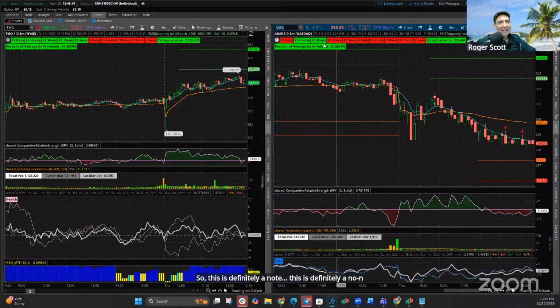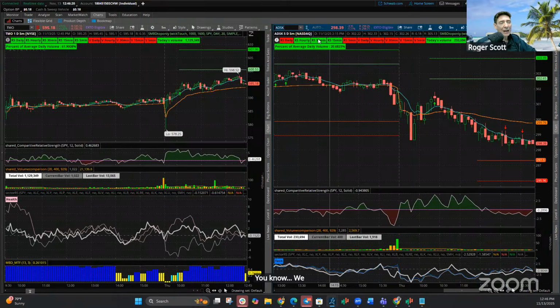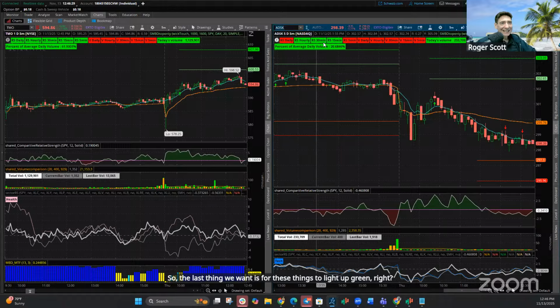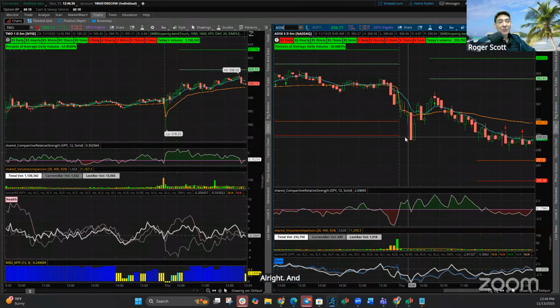And you could see how this is starting to get relative strength. We want this red, not green. Remember, we're looking for shorts. So the last thing we want is for these things to light up green, right? We want them to stay. So that's not going to do for us. All right. And that's that.